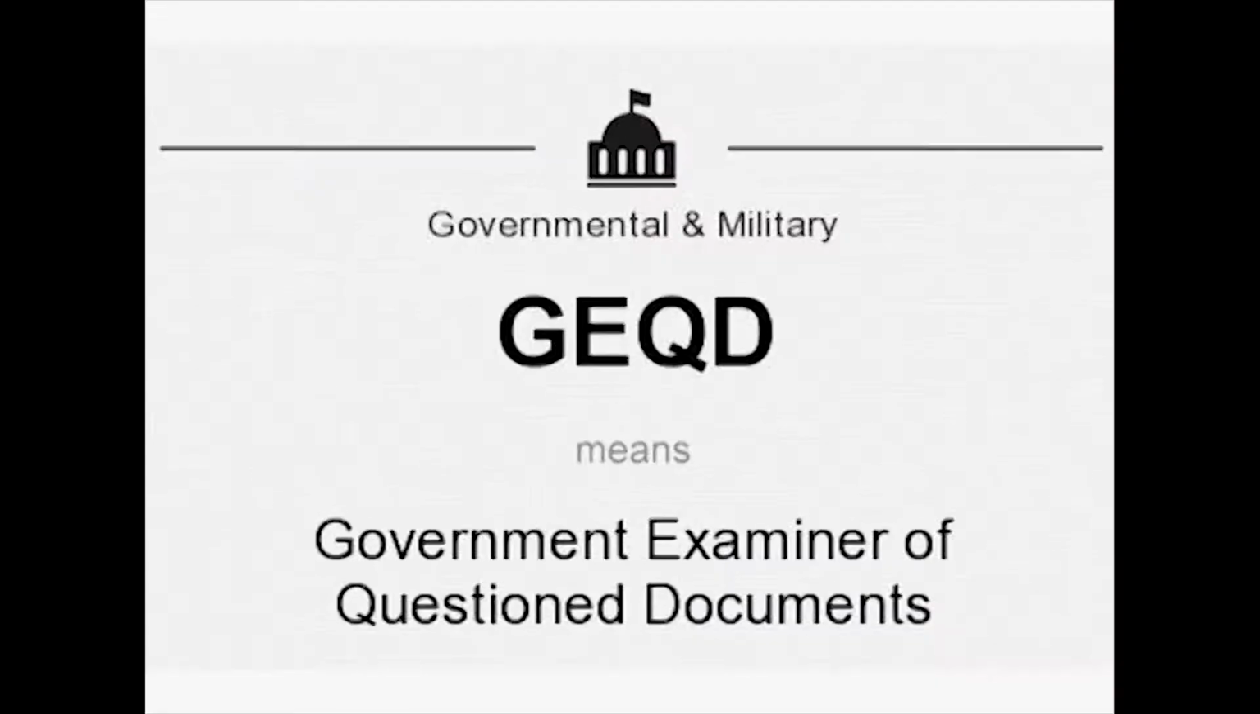So, can any one of you guess what GEQD stands for? It stands for Government Examiner of Question Document. That means it refers to the government position for the analysis of question document and other relevant services. What is a question document?